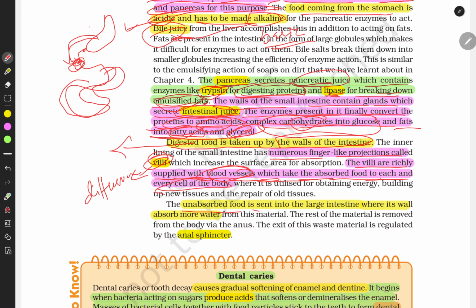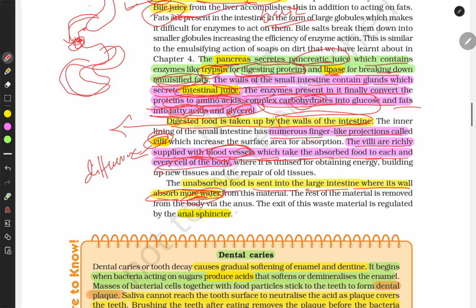The unabsorbed food is sent into the large intestine where the walls absorb water. So only one thing is happening in the large intestine. This is absorption of water, and the food is finally removed from our body through the anus, and in the last it is regulated by the anal sphincter.